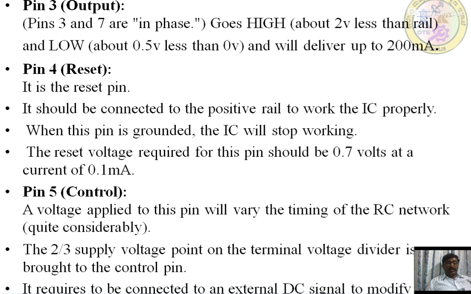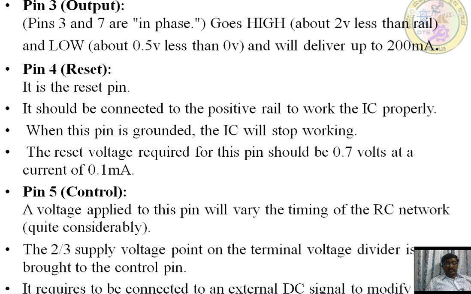That is, if the reset pin is 0, then the IC stops working. That is, everything is set to 0. The reset voltage required at this pin should be 0.7 volts at a current of 0.1 microamps. The reset pin at 0.7 means it will have a range from 0.7 up to 1 volt, and it will be at 1.